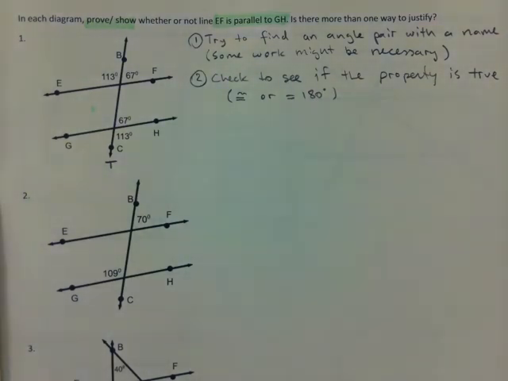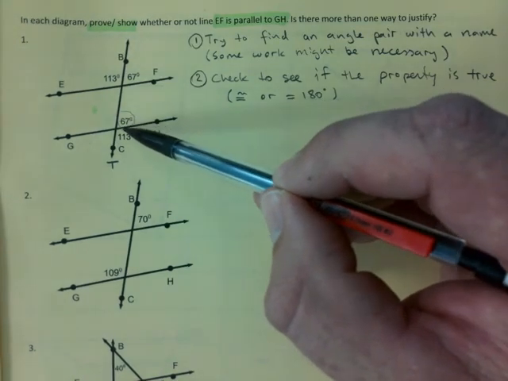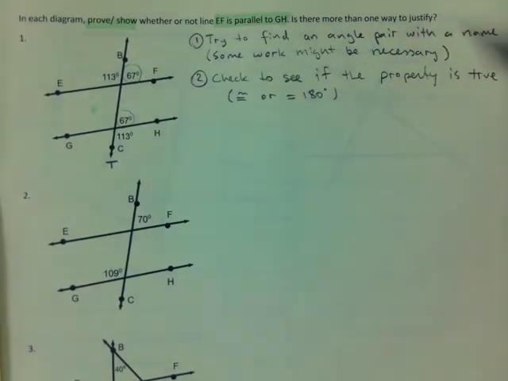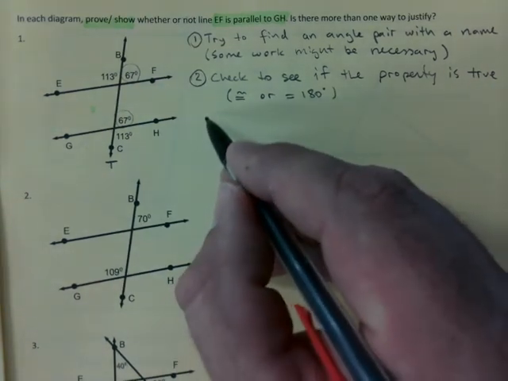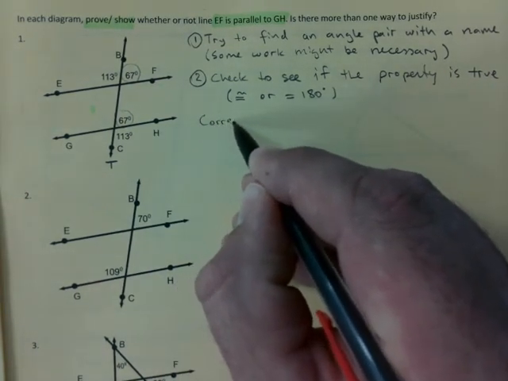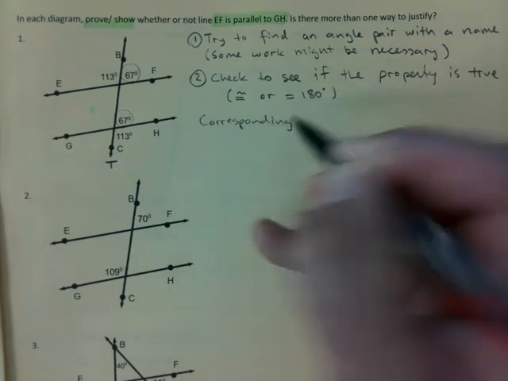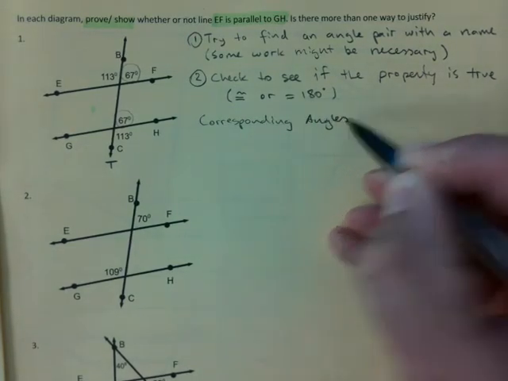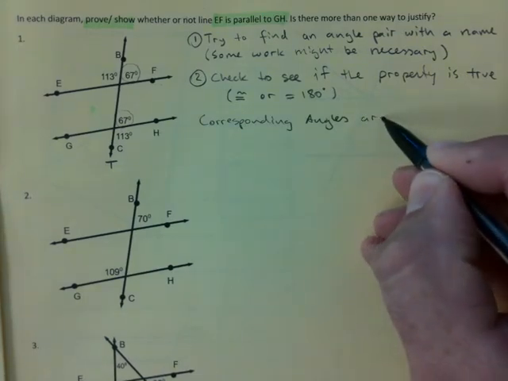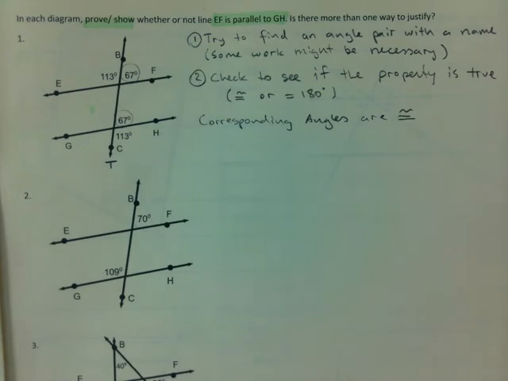Do you see at least one pair that we have a name for? What do we call these two here? You can check, that's fine. Ready? Corresponding angles, that's right. So I will say this: corresponding angles, right, are what? Congruent, and that's exactly what I want them to be, correct?